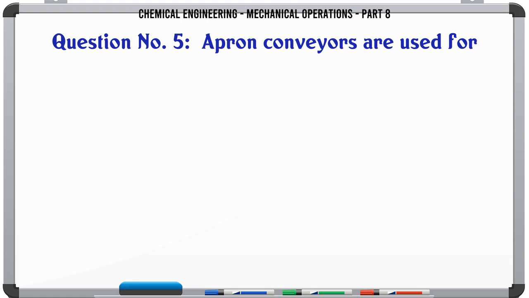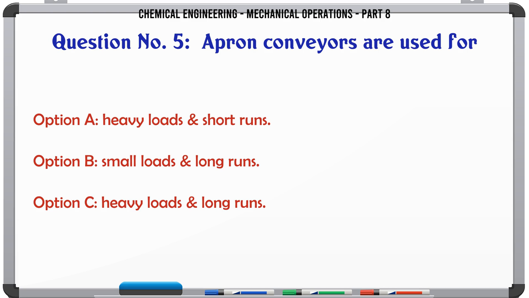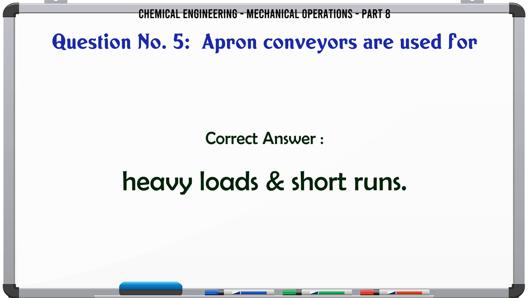Apron conveyors are used for A. Heavy loads, short runs. B. Small loads, long runs. C. Heavy loads, long runs. D. None of these. The correct answer is heavy loads, short runs.